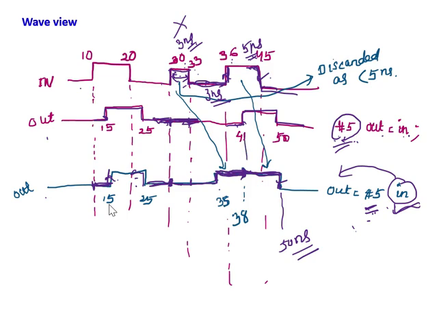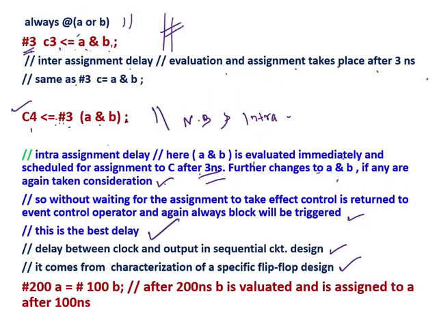This hash 5 out equal to in, and out equal to hash 5 in, are inter-assignment delay and intra-assignment delay. And another example is this one: hash 200 A equal to hash 100 B. What is the meaning of this? It means after 200 nanosecond, B is evaluated, and this B is assigned to A after 100 nanosecond.